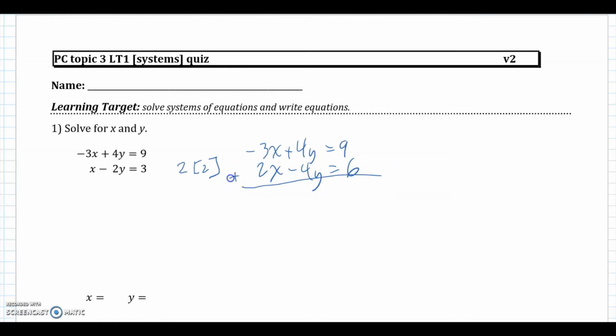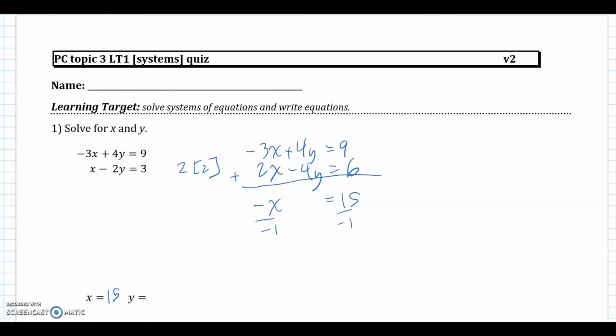Now, in the elimination technique of solving systems, I can add or subtract equations. If I add, I eliminate y. I end up with negative x, y is eliminated. Then divide by negative 1 or multiply by negative 1. X equals 15.